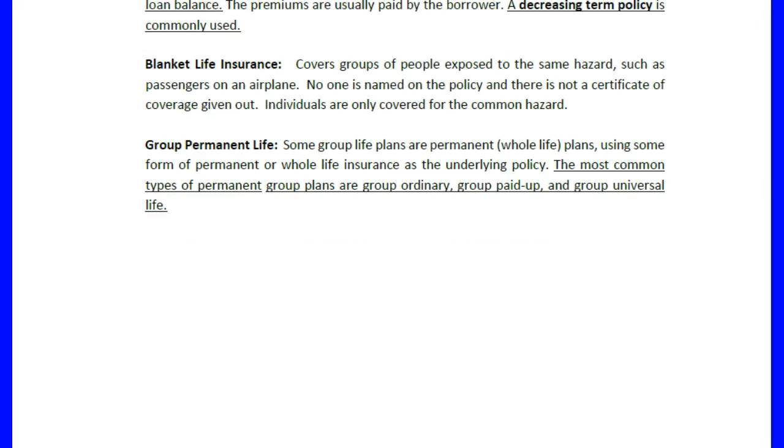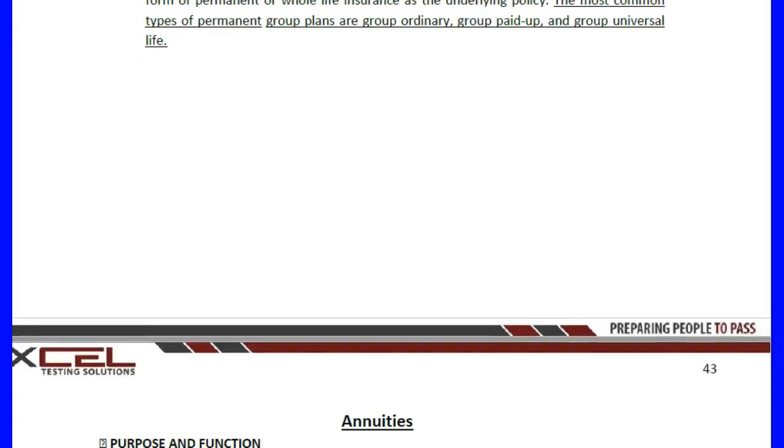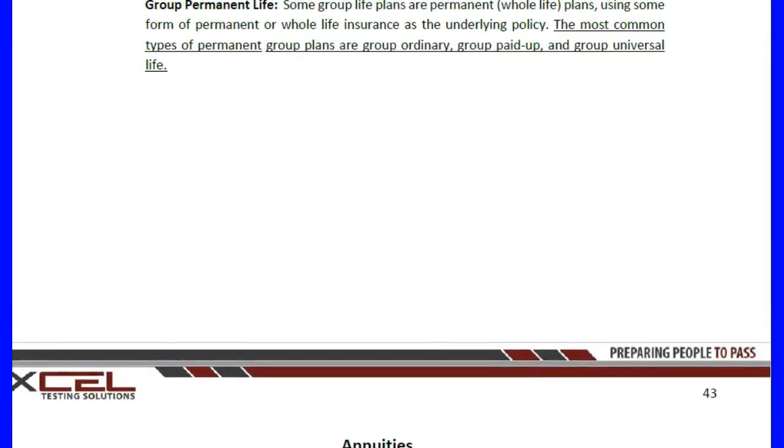Group permanent life. Some group life plans are permanent whole life plans, with some forms of permanent whole life insurance as the underlying policy. The most common types of permanent group life are group ordinary, group paid-up, and group universal life. And this is about it for the day.